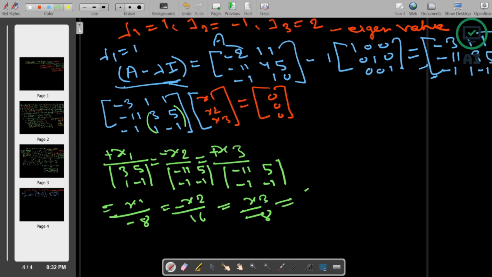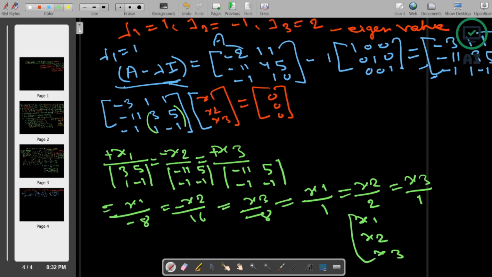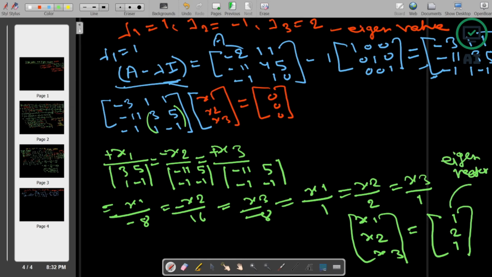And further if you solve it, you will get x1 as 1, x2 as 2, and x3 again as 1. So we have cancelled the common factor. So what is the value of x1, x2, and x3? We got 1, 2, 1. So this is the eigenvector for the eigenvalue lambda 1 equal to 1.